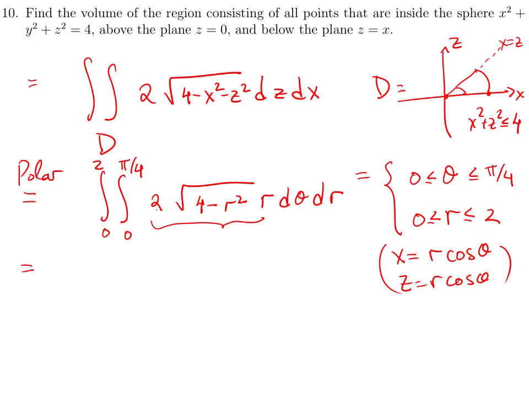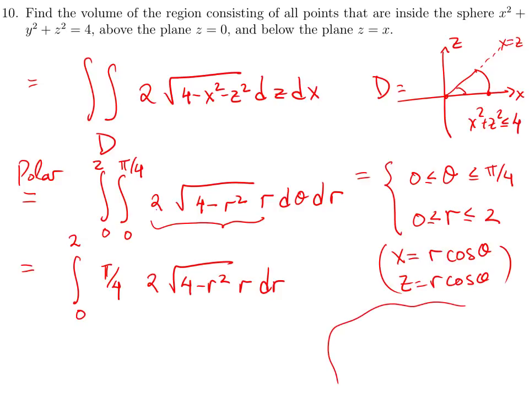So this is just a constant as far as theta goes. If I compute the integral from 0 to pi over 4 of 1, I just get pi over 4. So it's the integral from 0 to 2 of pi over 4 times 2 square root of 4 minus r squared r dr. And now this is just a one-dimensional integral, which we have to evaluate. And one way to do that is to use substitution.